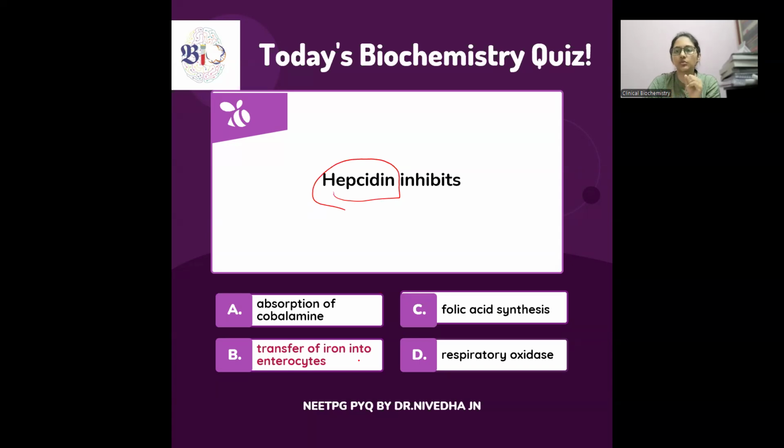So what you should know about hepcidin is that it is mainly involved in iron regulation. Iron, being a one-way element, can be regulated at the level of absorption from the intestine. Okay. So whenever iron stores are adequate, hepcidin will be a negative regulator by inhibiting the iron absorption from the intestine. That is the learning point here.